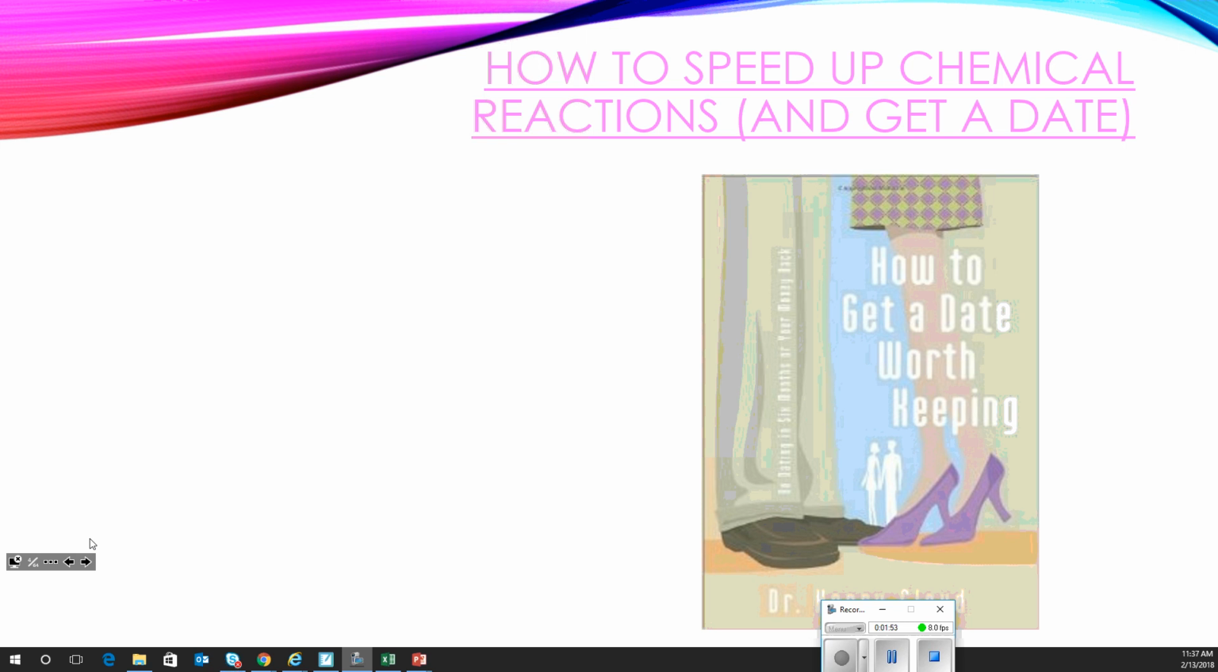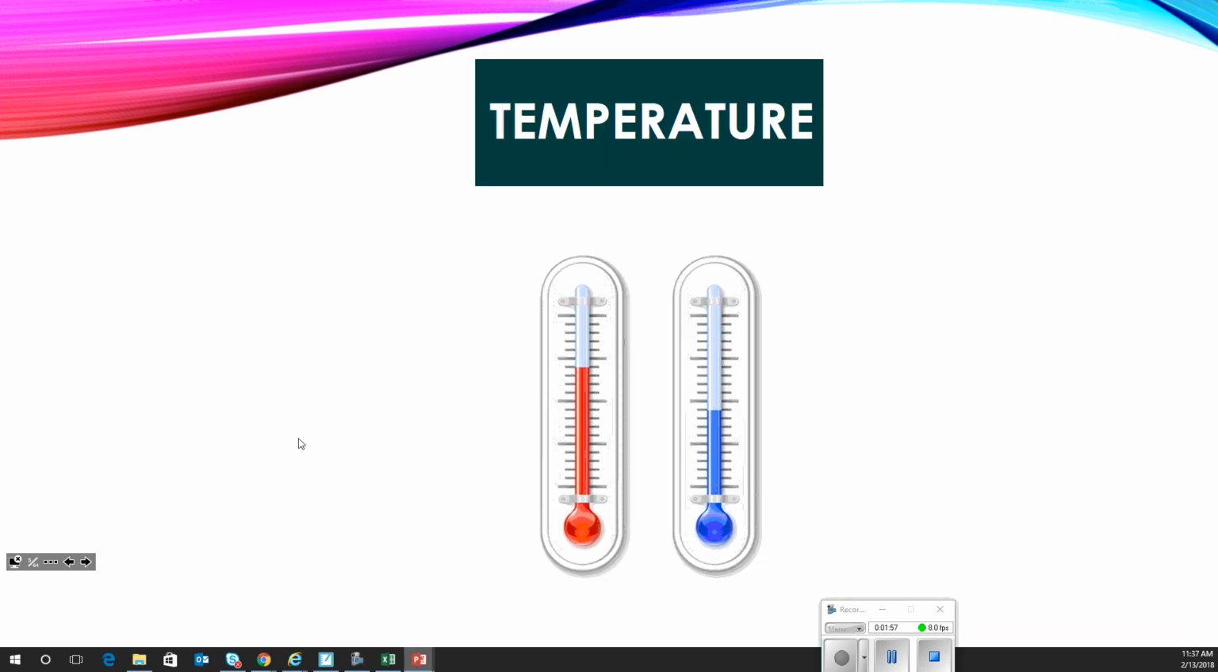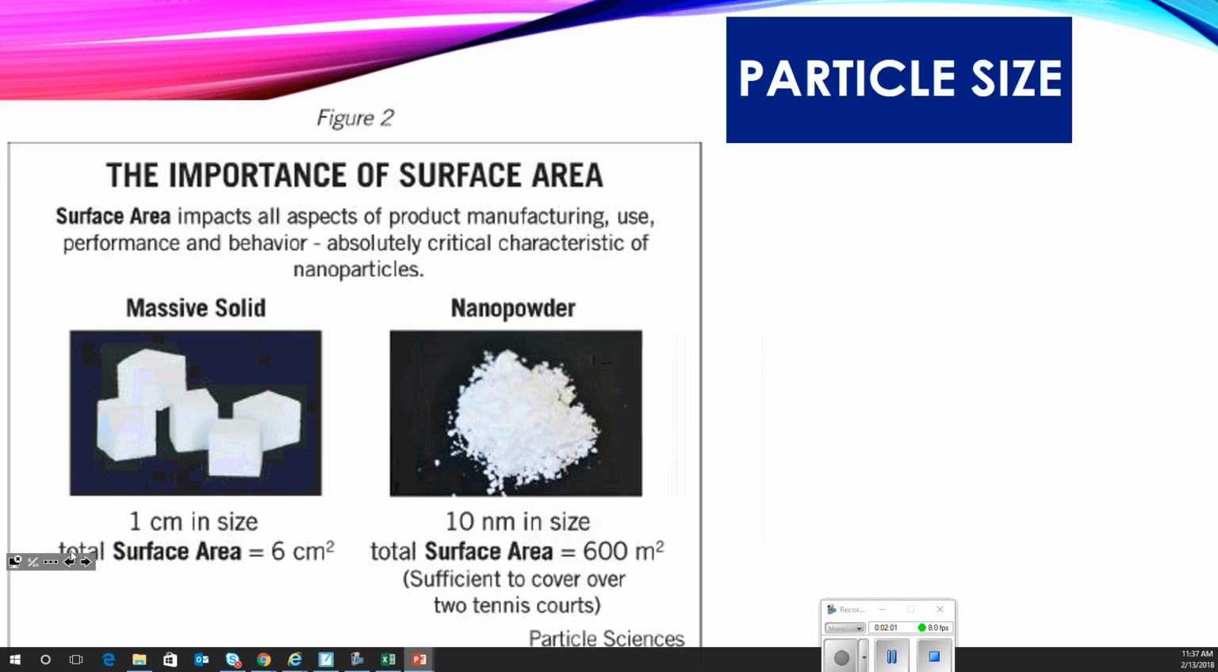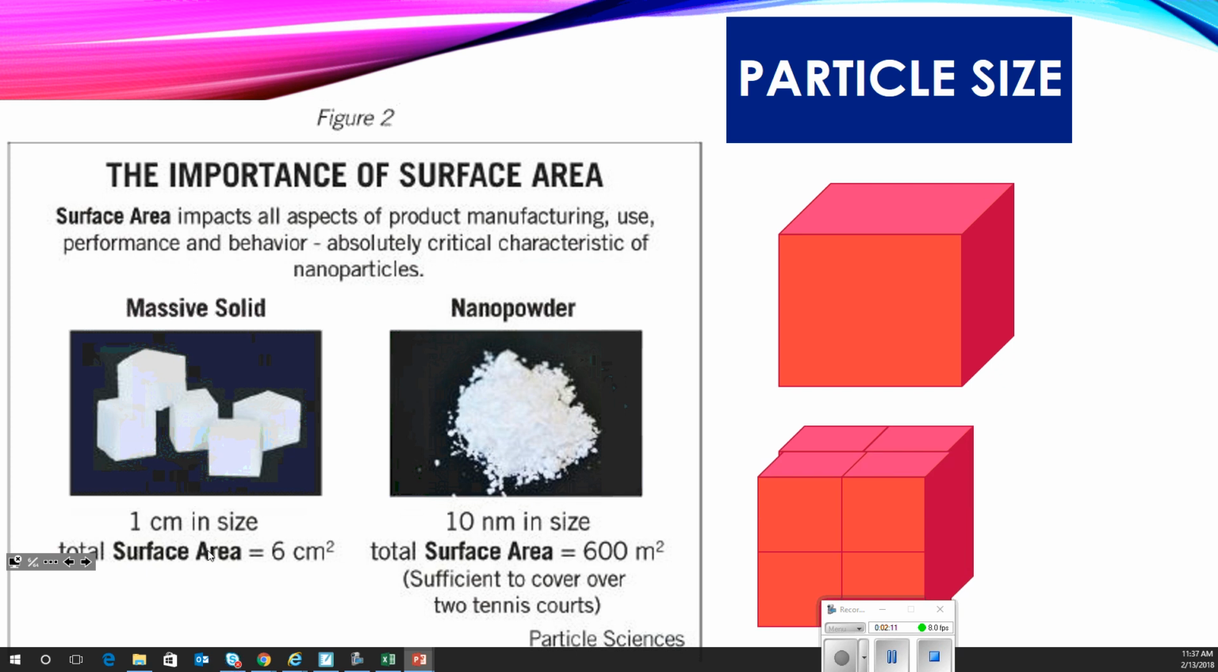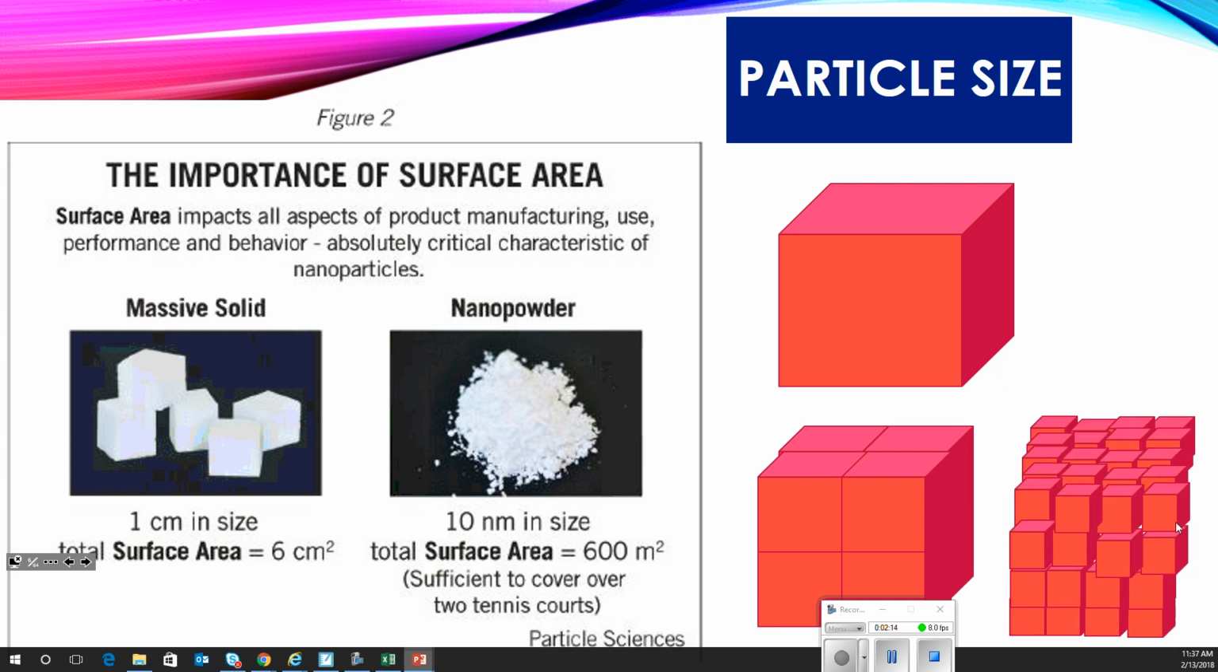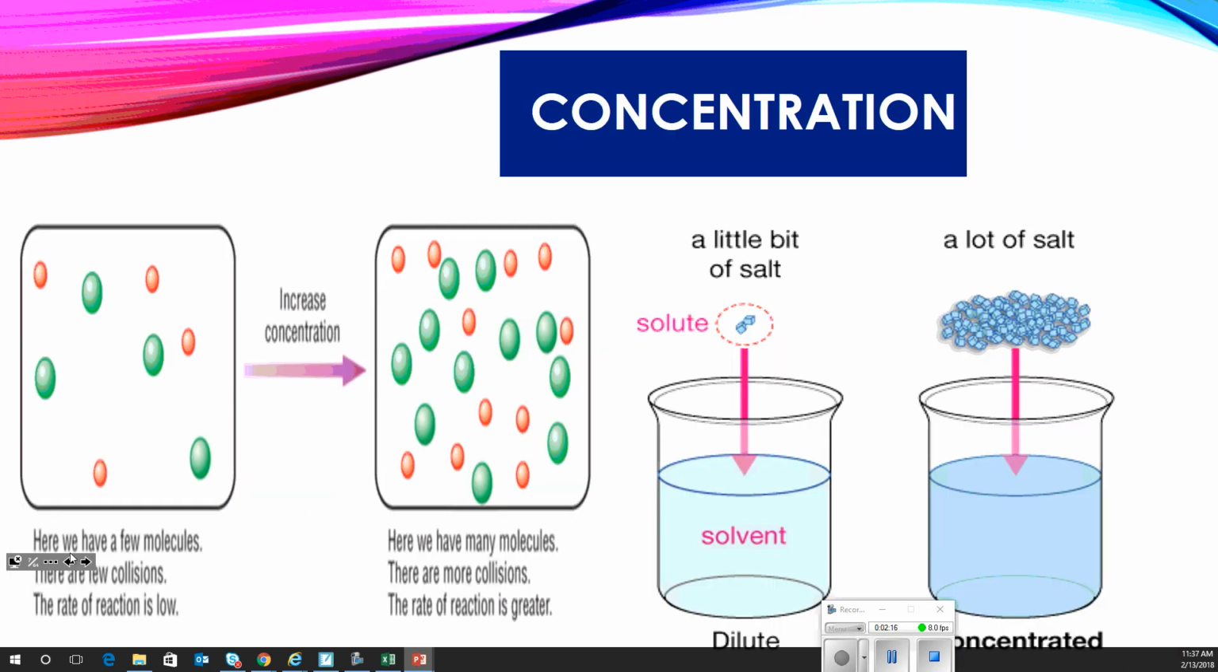All right, so let's go forward here. He talked about a couple things. Temperature. We want to raise the temperature if we want to have the reaction go faster. He talked about particle size. We want smaller or powder instead of bigger particles because that'll give us more surface area. More surface area means faster reaction. So the smaller the particles, the faster the reaction.